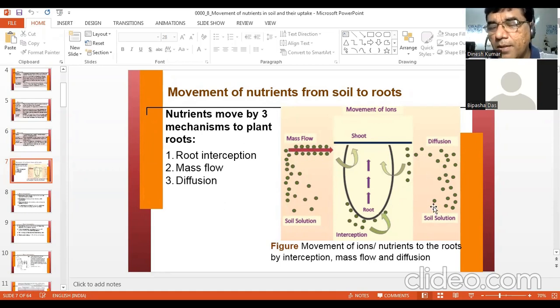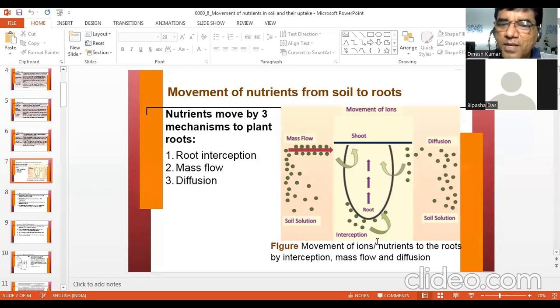Similarly, diffusion. From soil solution, they are in higher concentration, and then around the root, because the nutrients have been taken up, their levels are low here. The nutrient concentration is less here. Here it is more in soil solution. So from higher concentration to lower concentration. And why is there lower concentration here? Because roots are continuously removing the nutrient. So in diffusion, they are moving from higher concentration to lower concentration.